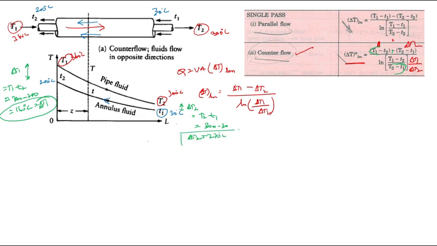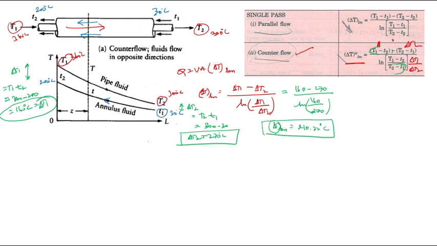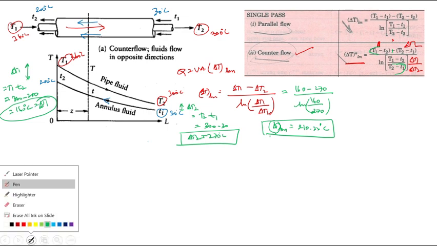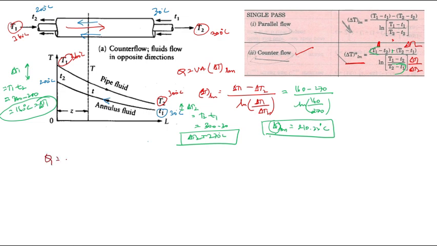So you can substitute delta T1 and delta T2 into delta T LMTD. So delta T LM is equal to 160 minus 270 divided by ln of 160 divided by 270. So finally we get delta T LM for the counterflow heat exchanger equal to 210.22 degrees Celsius. So finally we have the heat transfer equation: Q is equal to U A into delta T LM.